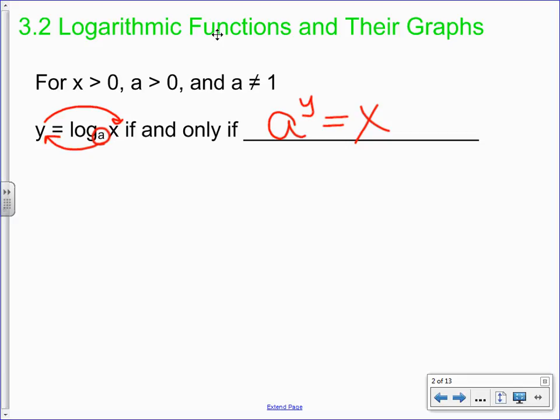You must know how to rewrite logarithms. Your success on the Chapter 3 test will depend on you being able to rewrite logarithms. So, base a, the other side represents the power. The logarithm equals the power. The logarithm equals the exponent. And then x, what's inside the logarithm, that's what your a to the power equals. Okay, so let's practice.